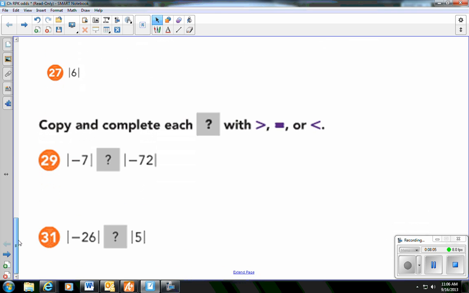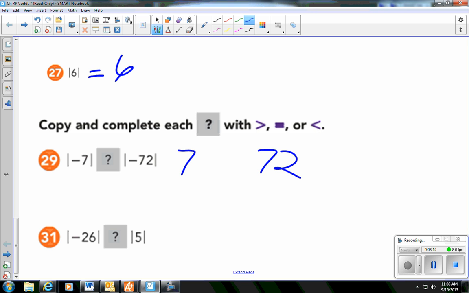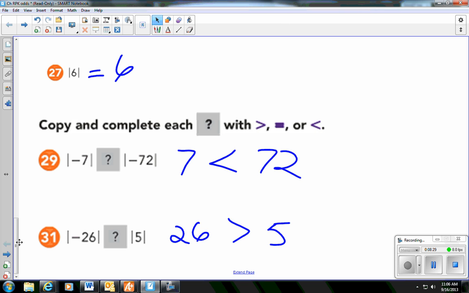And finishing it out now, the absolute value of 6 is 6. 29, absolute value of negative 7 is 7. Absolute value of negative 72 is 72, so less than. 31, absolute value of negative 26 is 26. Absolute value of 5 is 5, so greater than. All right, there are your answers to the odds for the recall prior knowledge for Chapter 1.